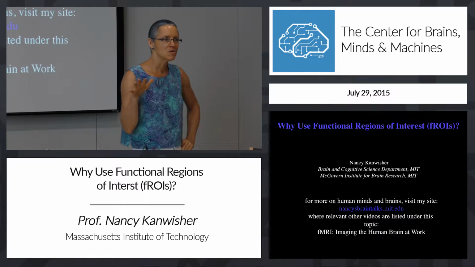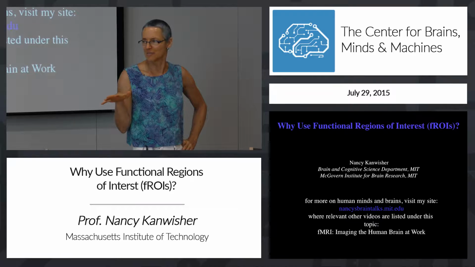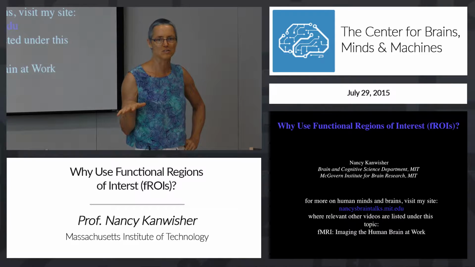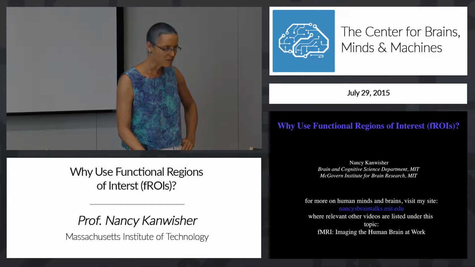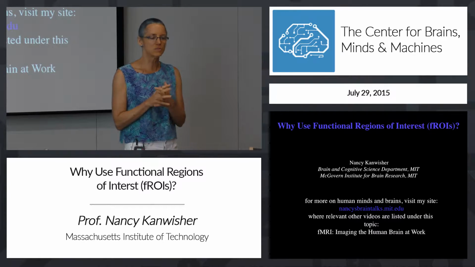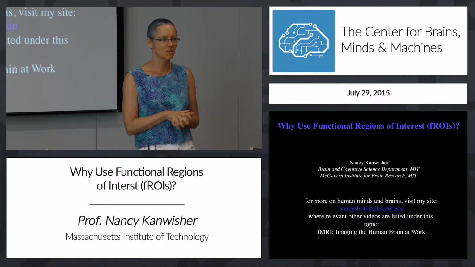I'm assuming loose familiarity with functional MRI data and what it looks like and basic statistical intuitions, but hopefully nothing more than that. Okay. So I'm going to talk about why you would use functionally defined regions of interest in functional MRI data analysis. That's the question.